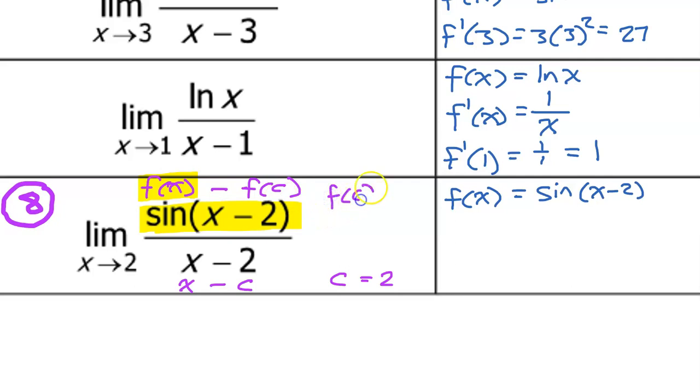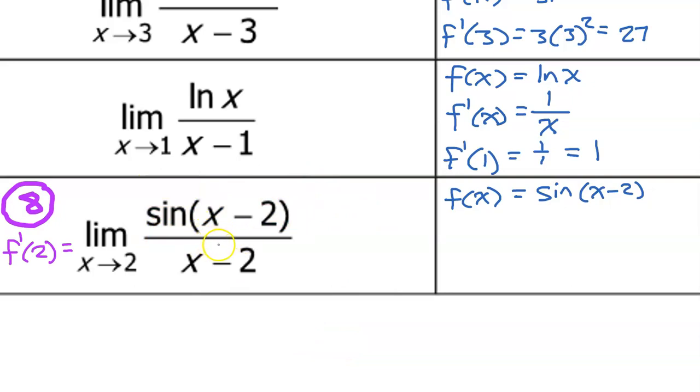So, okay, f at c would be sine of c minus 2. So that would be sine of 2 minus 2, since c is 2. But that would mean the sine of 0. And we know that sine of 0, okay, 0 is right here, sine is the y value, so sine of 0 is 0. So that would explain why there's only one term, because f at c is 0. So this does fit the pattern for the alternate definition of derivative, and this limit is really the derivative of f at 2, where function f is the sine of x minus 2.